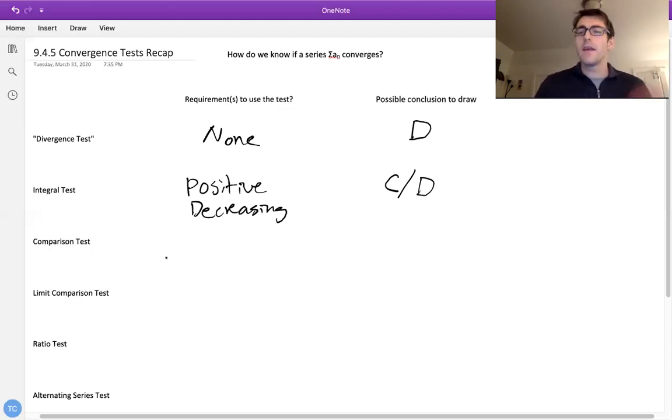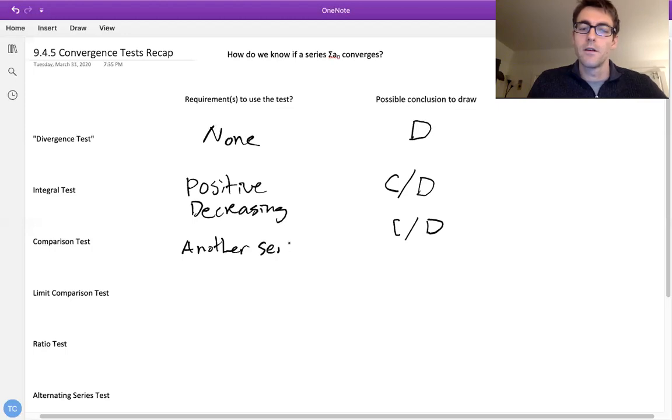The comparison test, the idea is that we have some other series that maybe is written in a similar way that we understand through some other means. If the series that we're actually asking about differs in some simple way, as in maybe it's, for the most part, just less than what the previous series was, then we can compare the two and make a conclusion that it converges or diverges, depending on if it's less than or greater than. So the requirement for this is really just another series that we understand in some way.